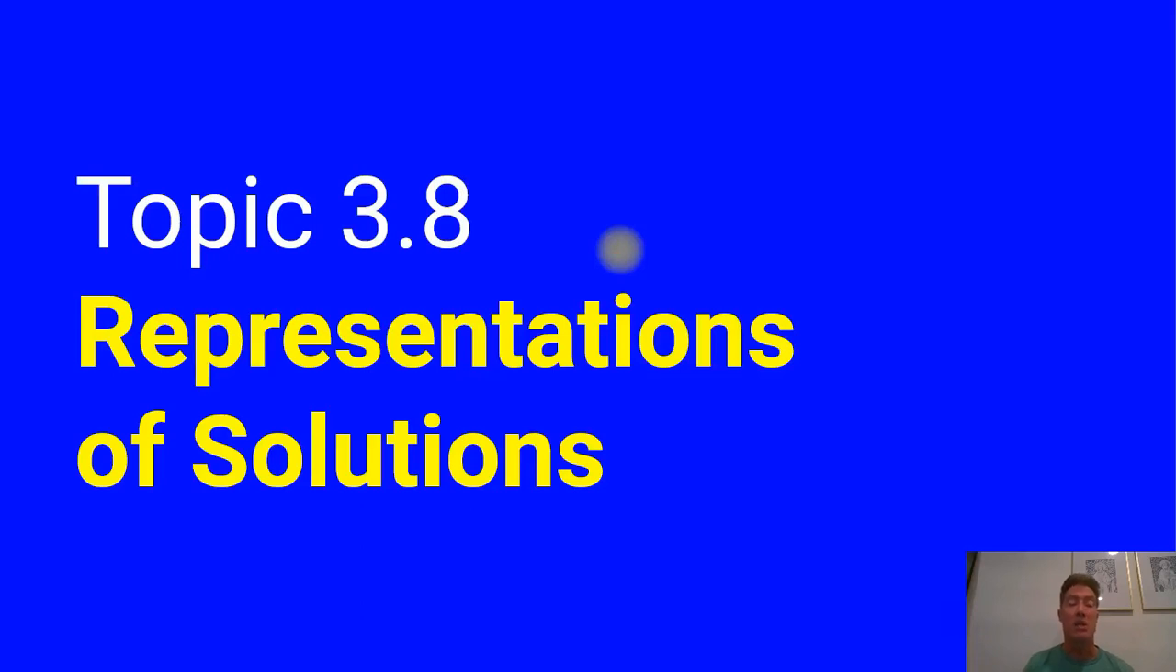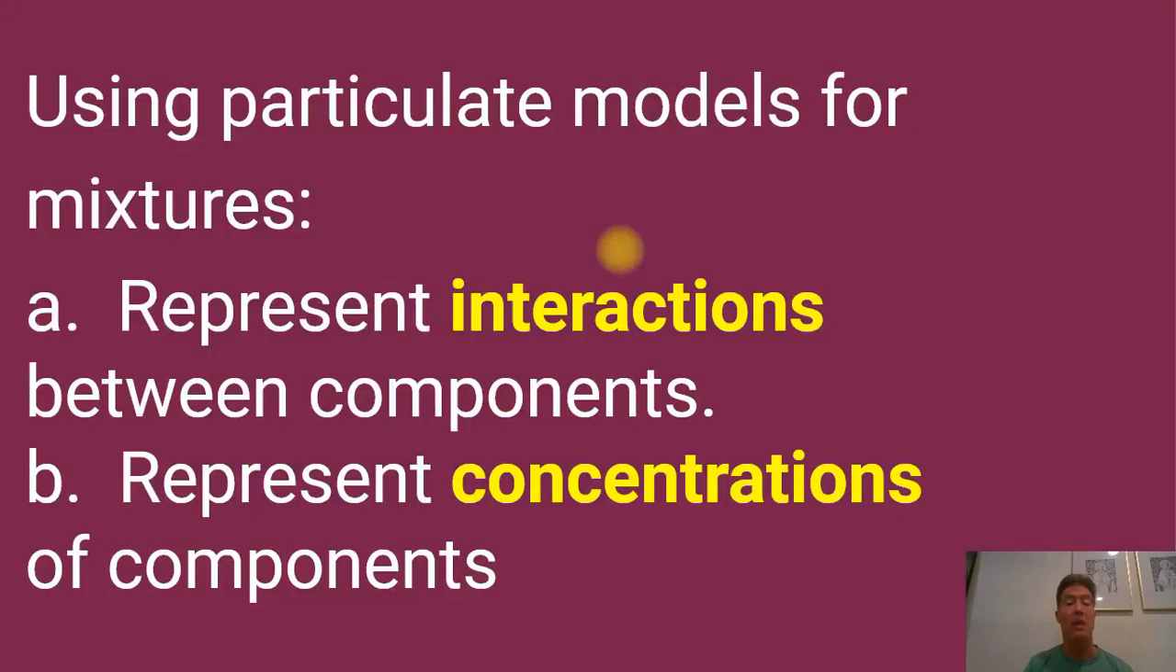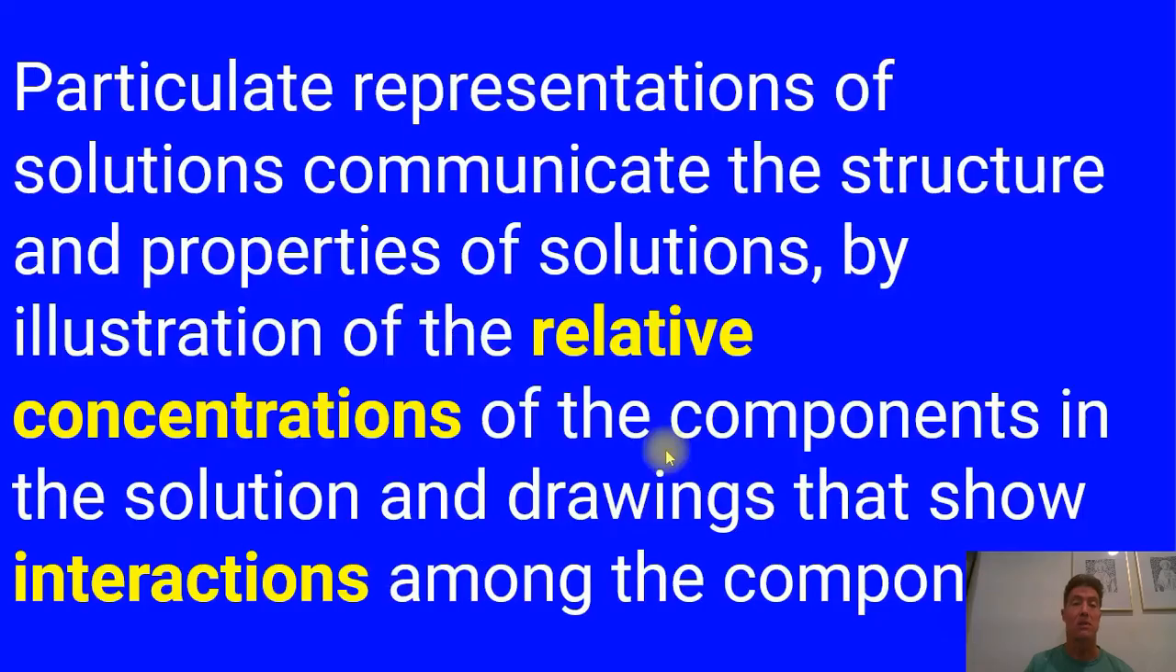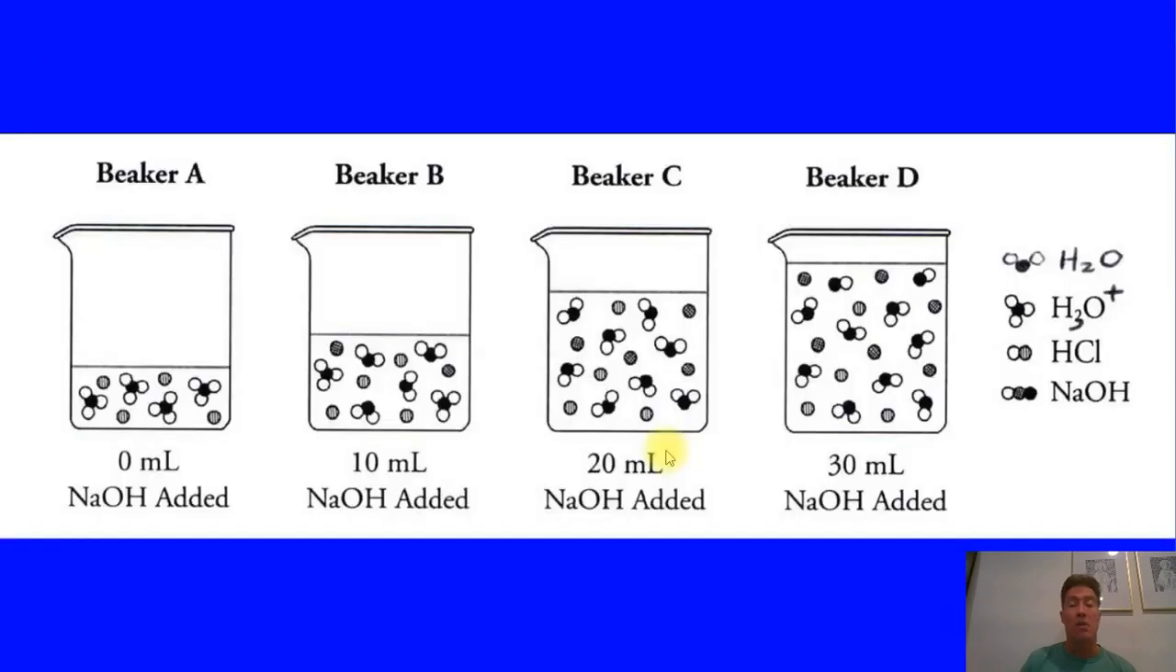Now that takes us to representations of solutions. And we're going to use, again, our old friend, the particulate model for mixtures to represent interactions and concentrations. So this is how this will work practically. You'll see a diagram like this, and you'll go to the legend here and look at this. And so HCl is an acid, and we know that it's a strong acid. It's going to dissociate 100%. NaOH is a strong base. It's going to dissociate 100% as well. Here is hydronium, which is how the AP likes to refer to hydrogen. So remember, the presence of hydronium is indicative of an acid. And then this is good old-fashioned water.